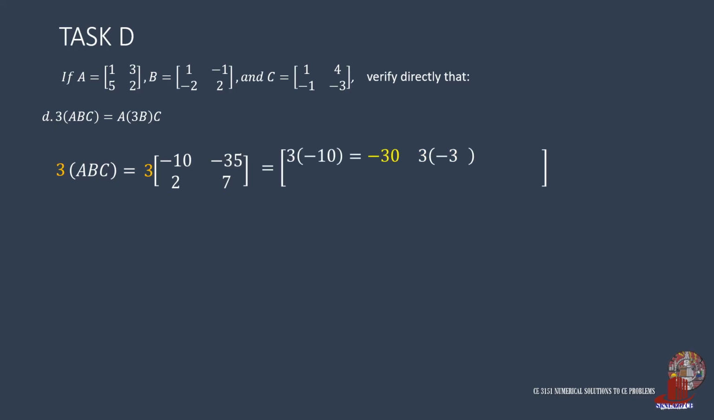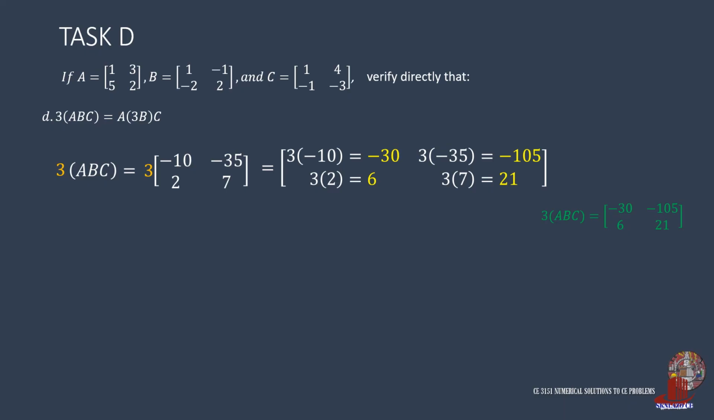Start from 1, 1 with 3 times negative 10, giving negative 30. For element 1, 2, we get 3 times negative 35 or negative 105. Then element 2, 1 has thrice of 2, which is equal to 6. Element 2, 2 has 3 times 7 or 21. So matrix 3 of ABC has the elements negative 30, negative 105, 6, and 21.